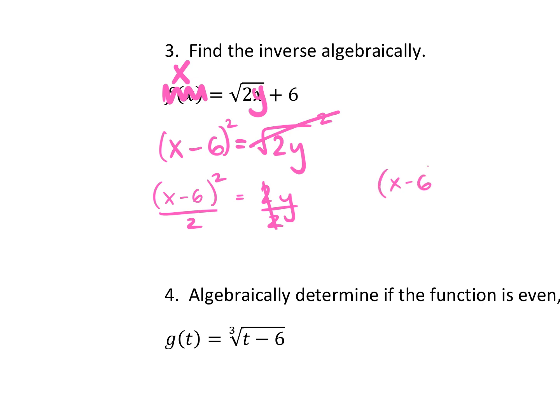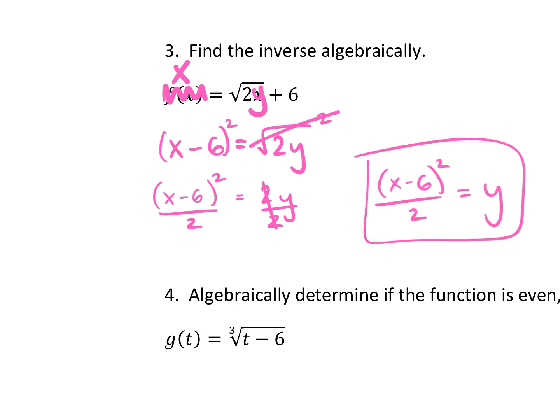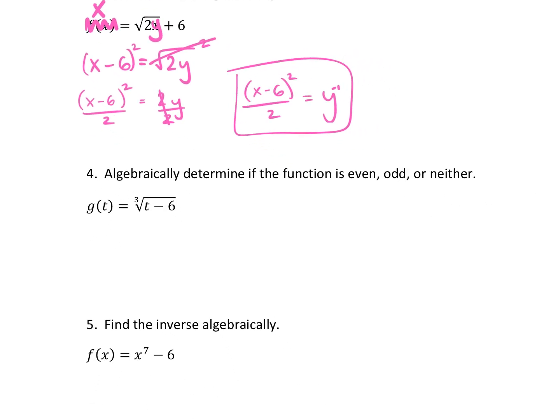So (x − 6)² over 2 is equal to y. This would be our inverse. For number 4, it says determine if the function's even, odd, or neither.